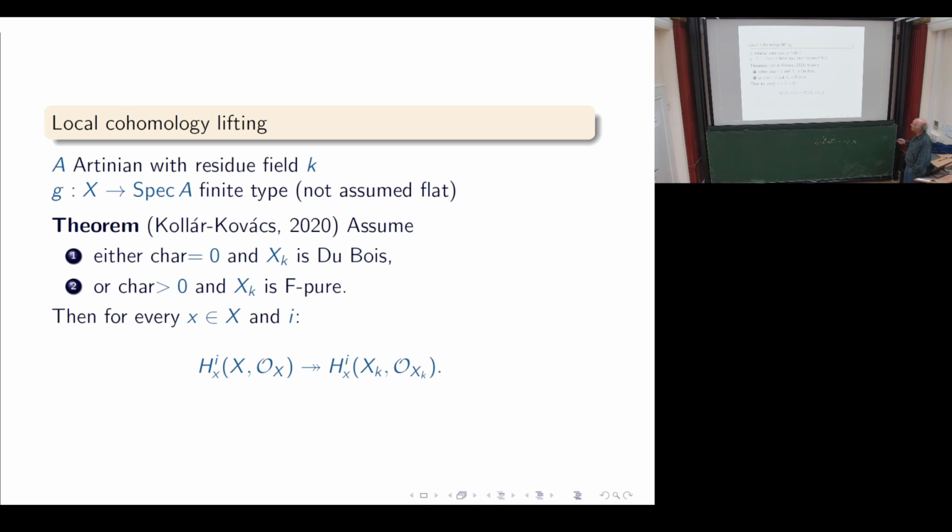Suppose there's an Artinian scheme with residue field K and a finite type morphism; it's very important that it is not assumed flat, just a finite type morphism. And we assume either that the characteristic is 0 and the central fiber has Du Bois singularities, or the characteristic is positive and the central fiber is F-pure. If you know what F-pure is, fine. If not, just ignore this. Then for every point and every i, the maps between these local cohomologies are surjective. So this seems the right statement.